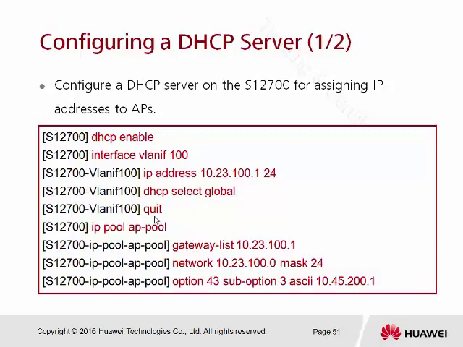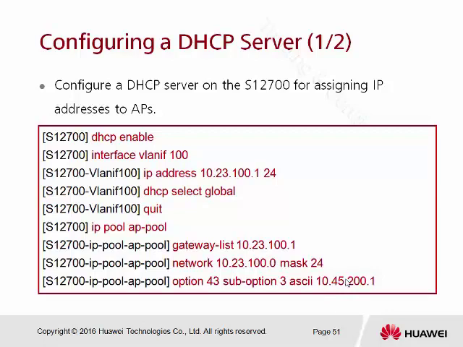Unless you put in an exclude IP address from here to remove a certain range of IPs that you don't want the DHCP to assign to the AP. So right here you can see an example of how to use option 43 again. Using option 43, followed by sub-option 3, this is what we need to use. sub-option 3 ascii, followed by the AC IP address.